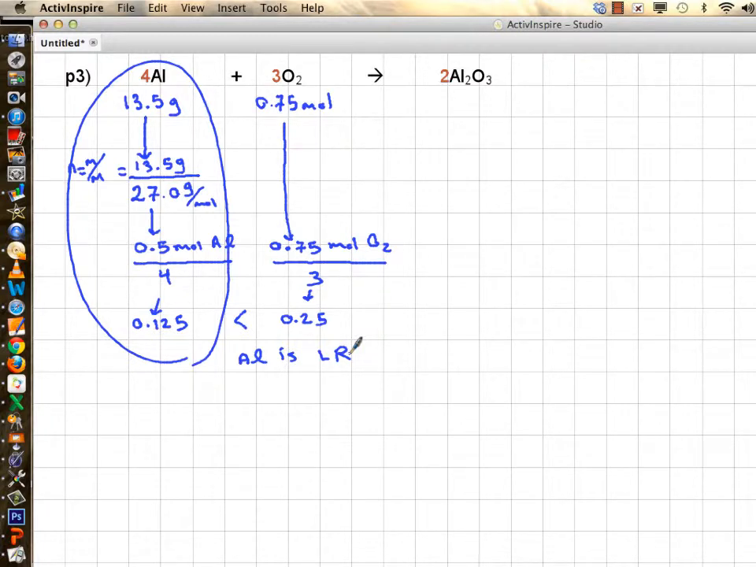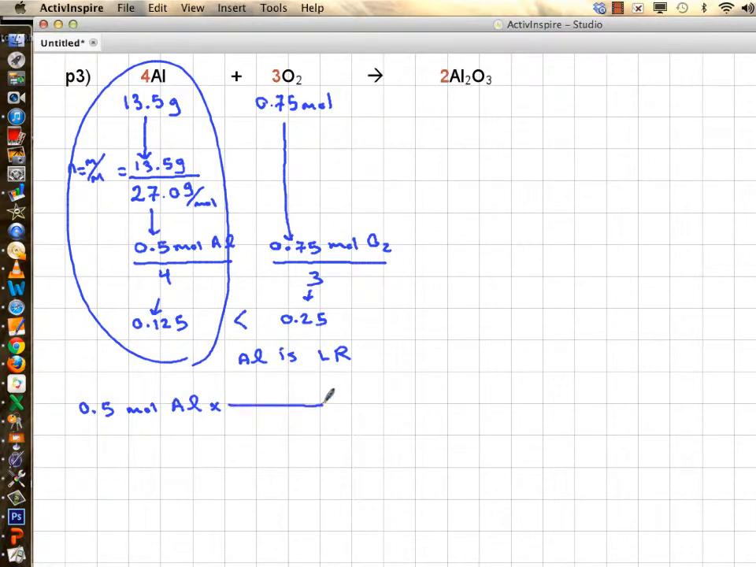Now, then again, I want to do the same treatment as before. I want to see how much aluminum oxide I produce if I use limiting reactant, which is correct, versus excess reactant, which would have been incorrect. So let me start with moles that I have. I know I have 0.5 moles of aluminum. So I start with that, 0.5 moles of aluminum.